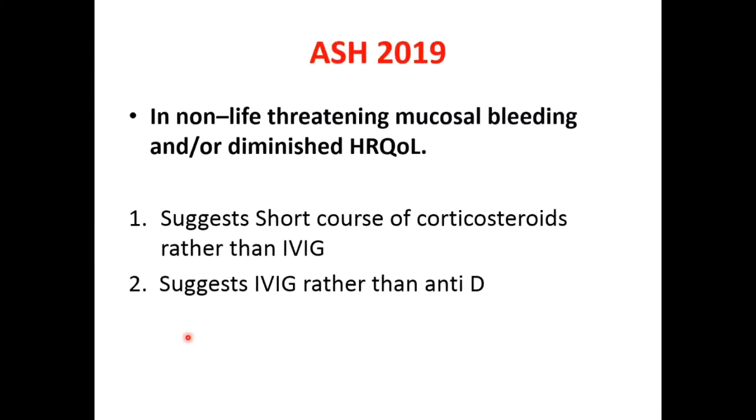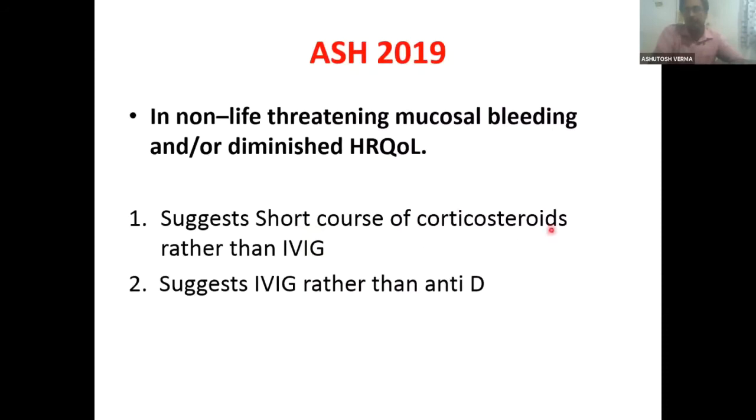So, in non-life-threatening mucosal bleed or diminished health-related quality of life, guidelines suggest that there should be a short course of corticosteroid rather than IVIG, and IVIG rather than NTD. That means we should use a short course of corticosteroid in case of non-life-threatening mucosal bleed over IVIG, and IVIG over NTD. Now, why is it so?